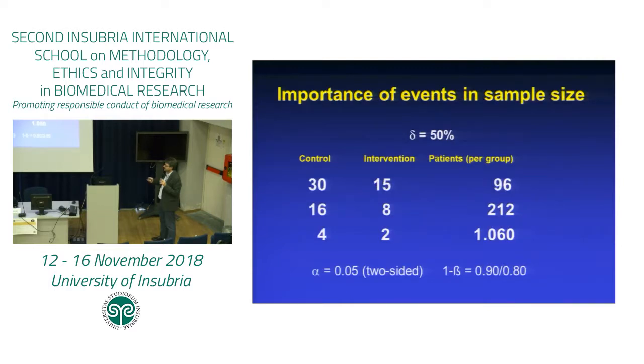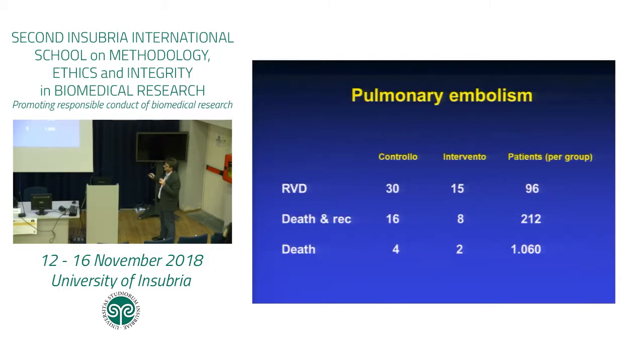If the event is frequent, I can include a low number of patients. If the event is infrequent, I have to include 1,000 patients per group. And if I change these slides into these, in which pulmonary embolism, control group, intervention, look: right ventricular dysfunction is a marker, a non-clinical outcome. Death and recurrence is a combined outcome. Or deaths alone, look at the sample size. So based on your choice of the outcome, look what is changing. That means time and money.